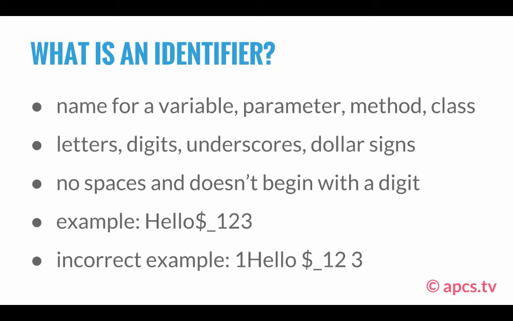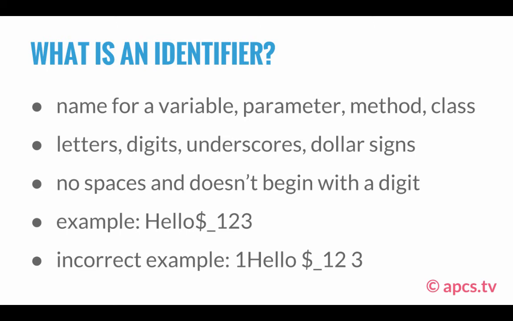Now an incorrect example is 1 hello space $_1 space 3. So firstly, it begins with a digit. It begins with 1. That's the first problem. It also consists of many spaces in between, which is another problem, and that's why this is an invalid identifier.